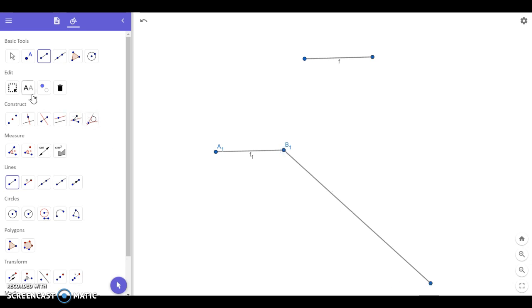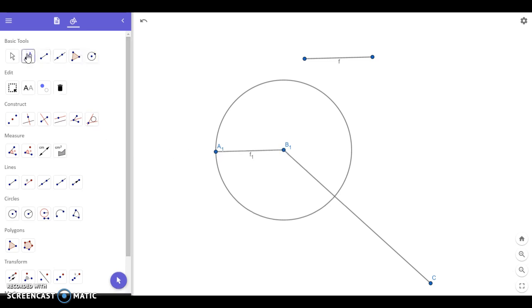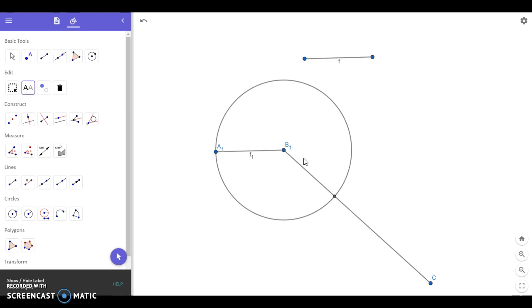So we're just going to put something over here. Let's figure out what its name is. It's going to be C. And now from here, this is pretty straightforward. We're just going to go over to A1, mark that off, put a point there. We're going to name that point D.